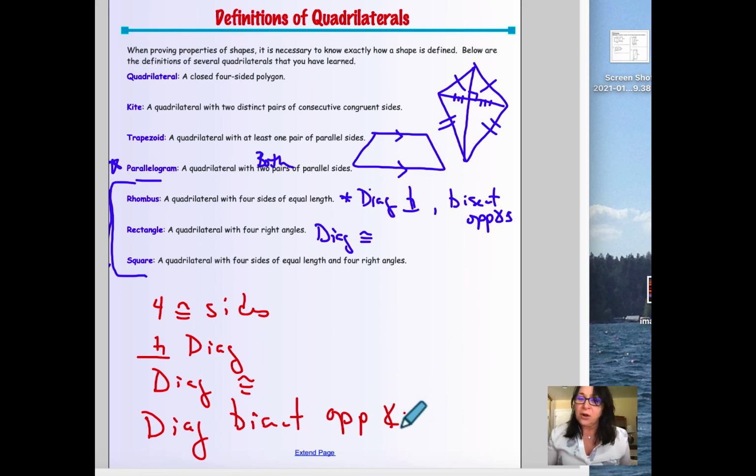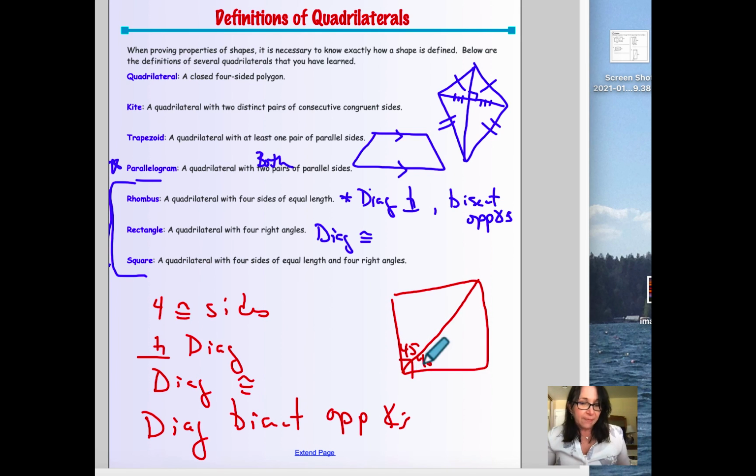So in a square, if you're bisecting the opposite angles with your diagonal, and you know that's a right angle, then you also know that these are 45, 45. A square is a quadrilateral with 4 sides of equal length, so it does have 4 equal sides like a rhombus, and it does have 4 right angles like a rectangle.